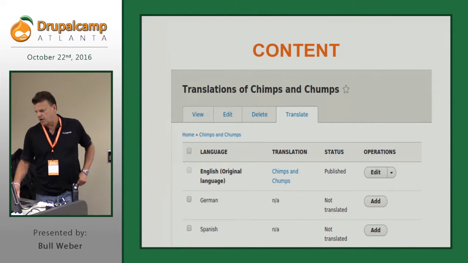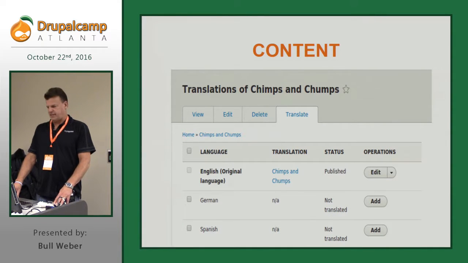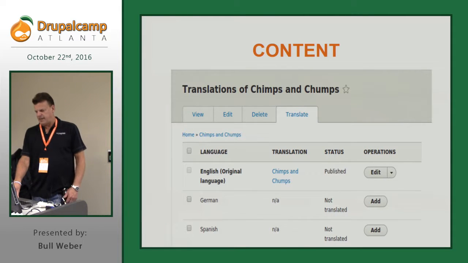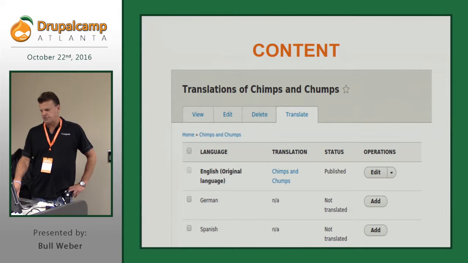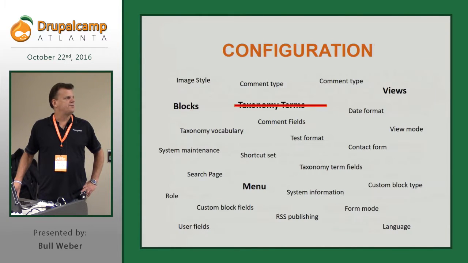Site content is marked as a specific language when it's created, which is a totally different thing than creating it in English and then having to translate it. Then the content translation module provides the UI to get content into all the different languages. So, this is an example where English is the source language and you're adding German and Spanish.